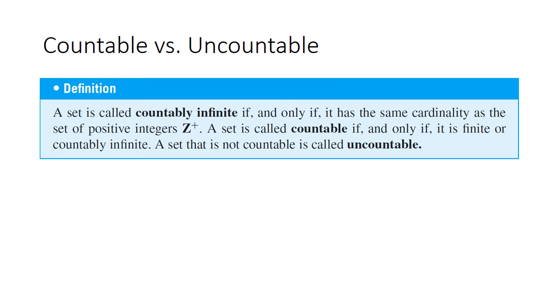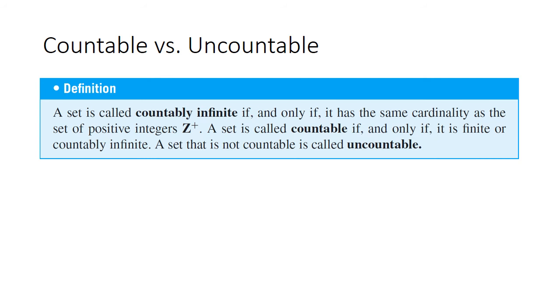Okay, so now let's think about the concept of countable versus uncountable. A set is called countably infinite if and only if it has the same cardinality as the set of positive integers Z+. A set is called countable if and only if it is finite or countably infinite. A set that is not countable is called uncountable. So we can think about countable as meaning that you can put your set into a 1-to-1 correspondence with either the positive integers or with some subset of the positive integers.